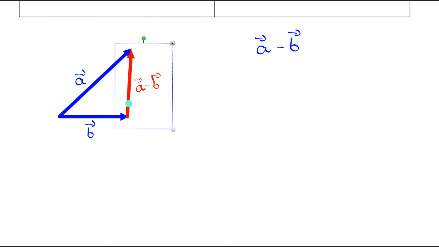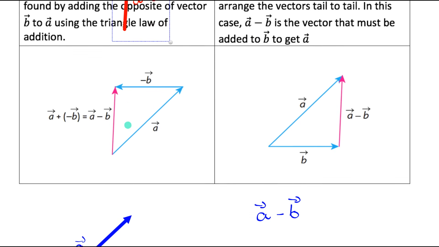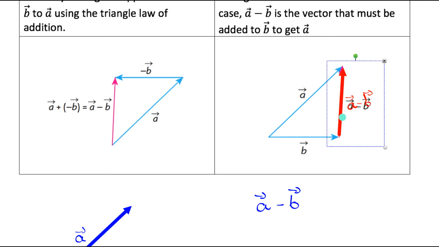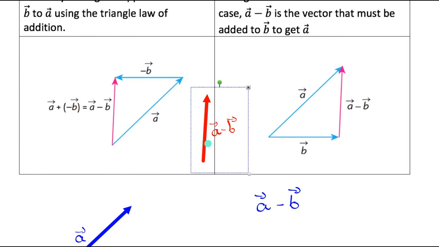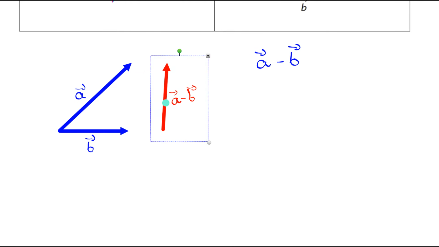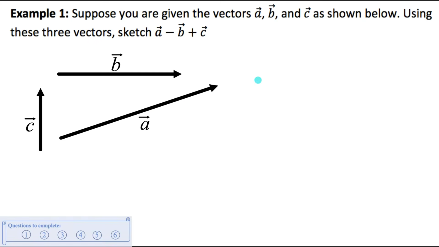And notice the result I got with this method is the same as we got the other way. Those two vectors are the exact same magnitude and direction. So there are two methods that get you the same result. Either add the opposite or do the subtraction method where you place the vectors tail to tail. Now that you know the rules for adding and subtracting vectors, we can do some examples.